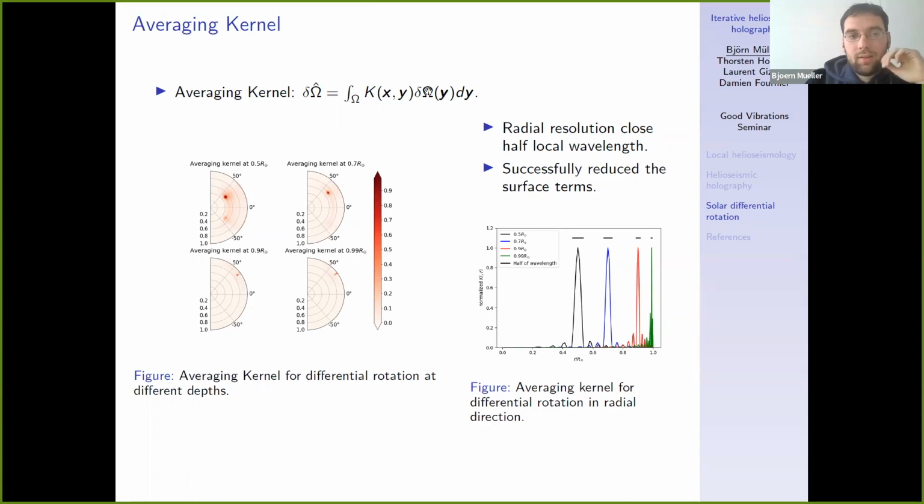Let us have a look at the averaging kernels, and again the radial resolution is close to half of the local wavelengths, and we are really happy that we can successfully reduce the surface terms. So if you look at the averaging kernels here, they are not so dominant at the surface anymore as the sensitivity kernels I showed before.